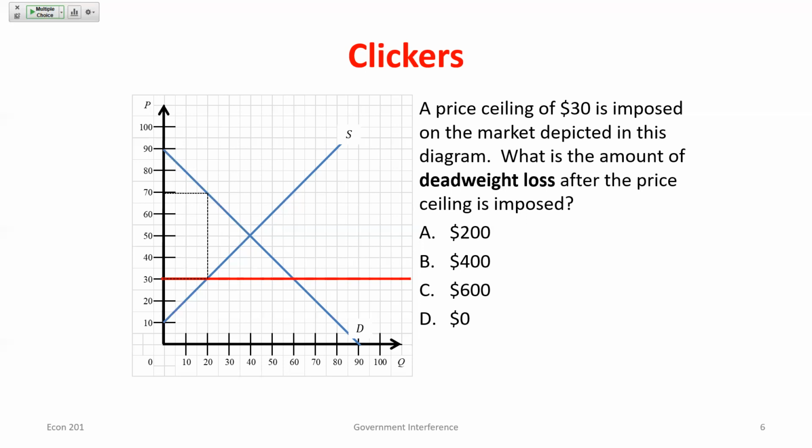However, we lost out on this area up here, because we're no longer selling these additional units. So we're left with my producer surplus. Some of it was transferred to my consumers, but for all these units that would have been sold if we didn't have a price ceiling, we no longer sell any of those. So we're losing out on the surplus that could have existed. When we're thinking about deadweight loss, it's the loss of total surplus.